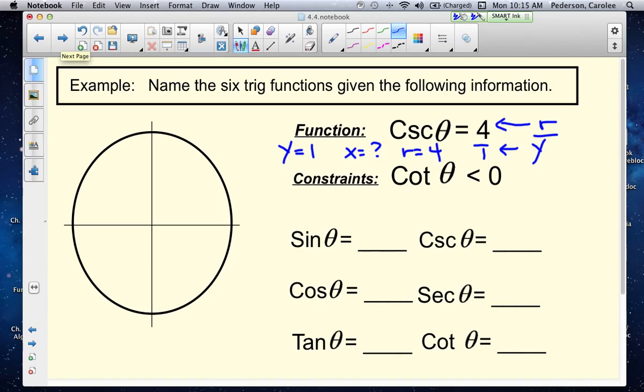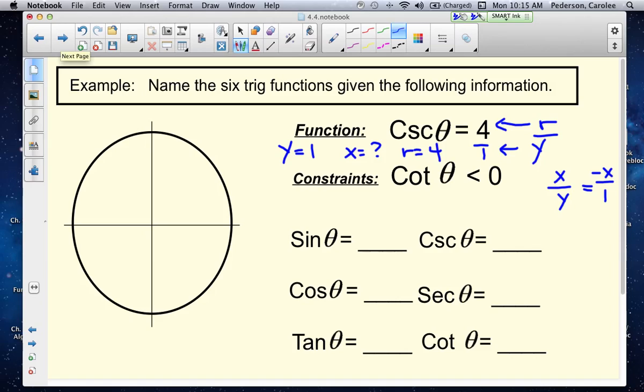Now let's check one other thing. The cotangent has to be less than 0. It has to be negative. So cotangent is found by reciprocal of the tangent. So y over x, this has to be x over y. If I know this is 1, and I need to have a negative come out of there, is my x going to be negative or positive? This has to be a negative value because I have a negative cotangent.